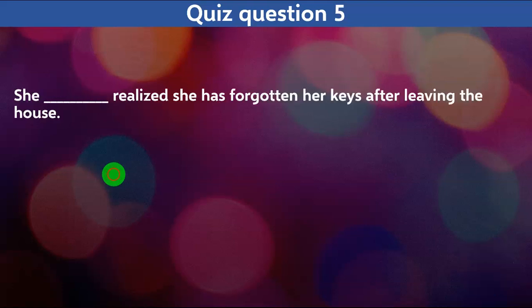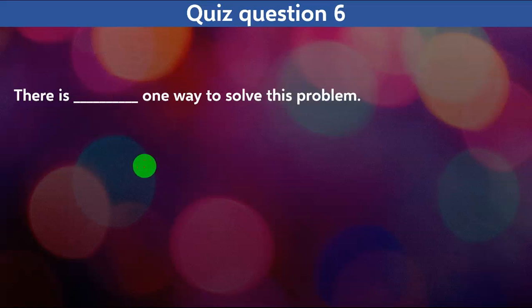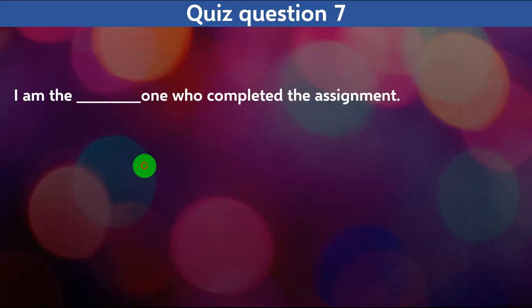Let us move on to question number 5. She realized she had forgotten her keys after leaving the house. Your time starts. All right. She just realized she had forgotten the keys after leaving the house. You can't say she only realized. Quiz question number 6. There is one way to solve the problem. Your time starts. There is only one way, or there is just one way to solve the problem. You can use both.